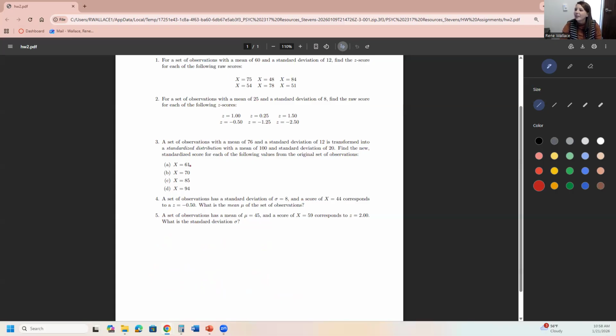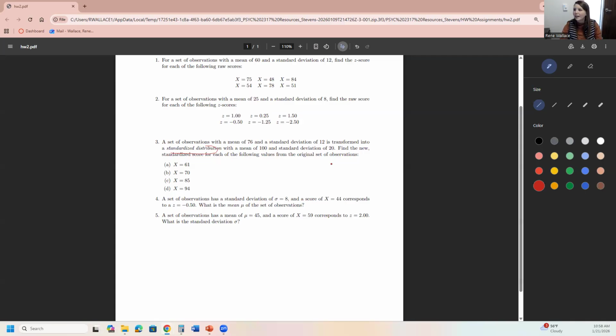Okay, number 3. A set of observations with a mean of 76 and a standard deviation of 12 is transformed into a standardized distribution with a mean of 100 and a standard deviation of 20. Find the new standardized score for each of the following values from the original set of observations. What? How do we do that? Well, I'm so glad that you asked.